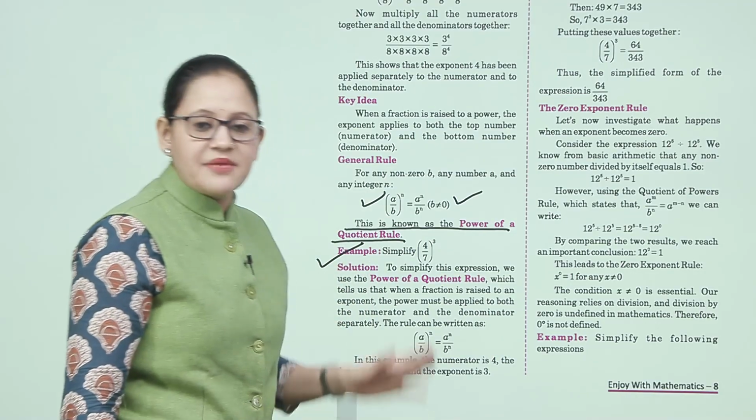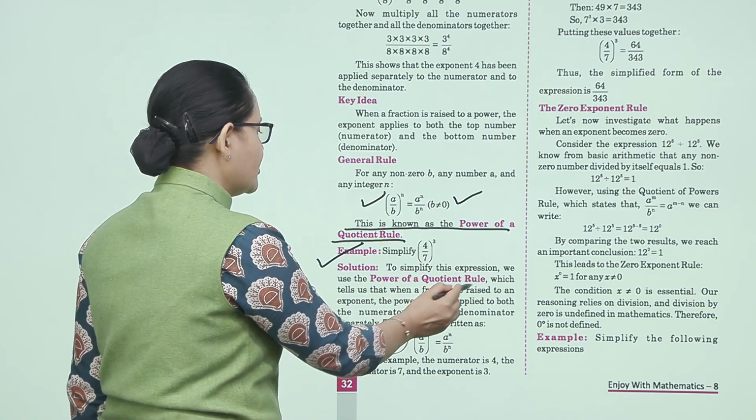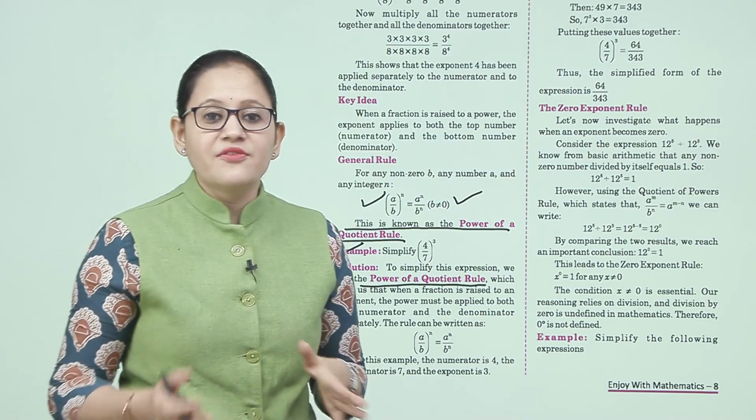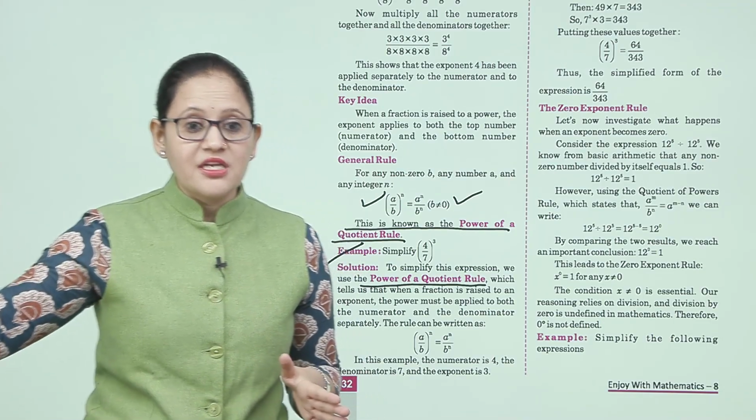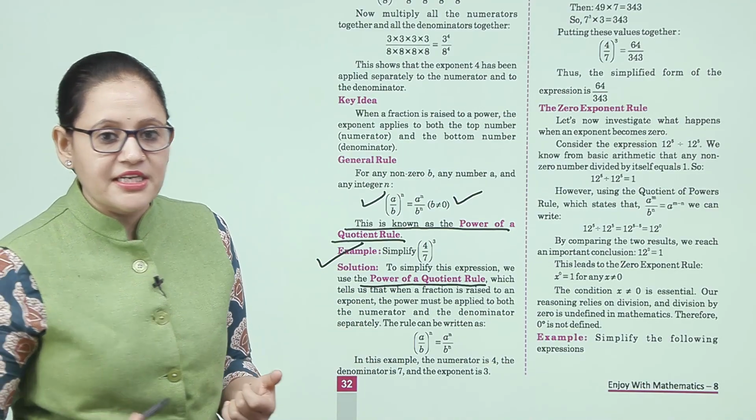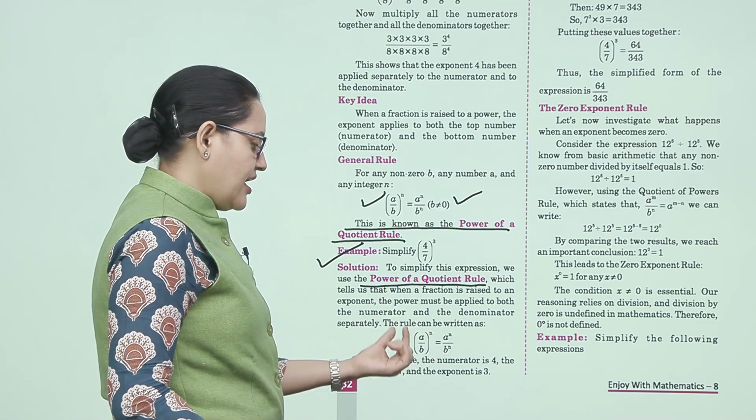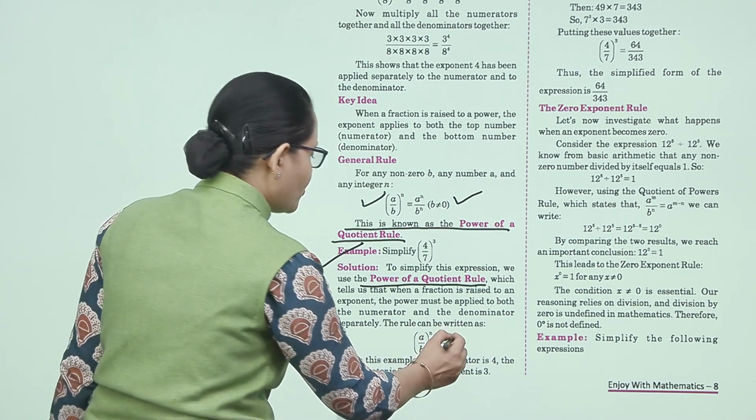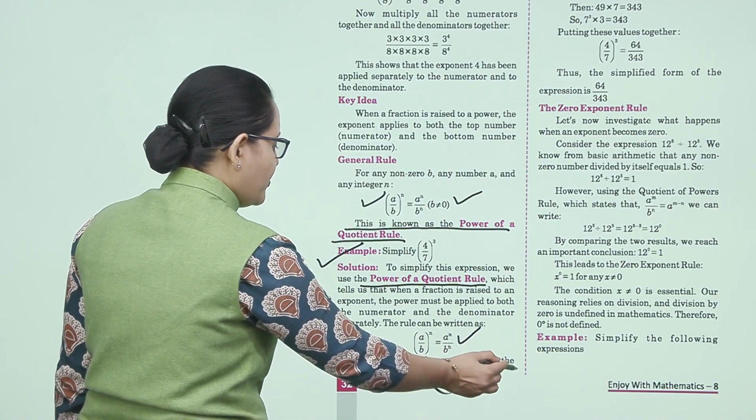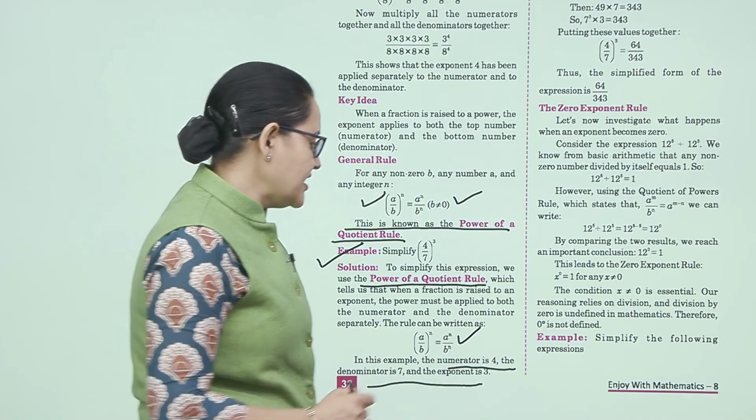Let's see some examples. Simplify (4 by 7) to the power 3. To simplify the expression, we will use the power of the quotient rule, which tells us that when a fraction is raised to any exponent, the power must be applied to both the numerator and the denominator separately. The rule can be written as (a upon b) to the power n. So the power n is applied to a and b both separately. So that is equal to a to the power n upon b to the power n. In this example, the numerator is 4, the denominator is 7, and the exponent is 3.